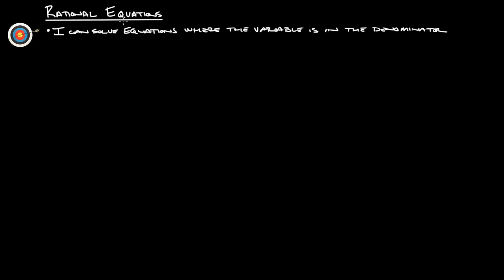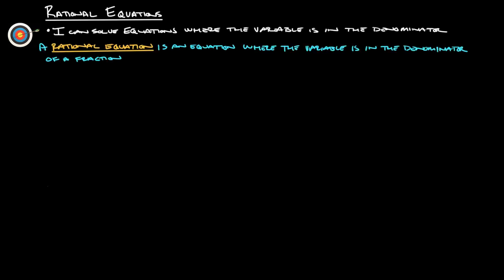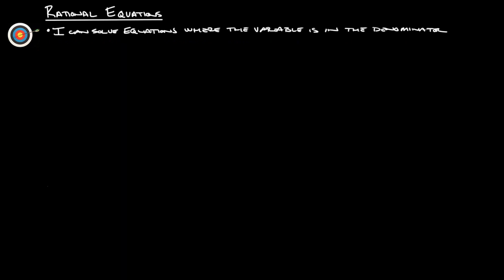I'm going to take you through the rational equations notes. At the end of this, you should be able to say, "I can solve equations where the variable is in the denominator." So first thing, a rational equation is simply an equation where the variable is in the denominator of a fraction. Just so you know, when they're talking about rational equations, that's what they mean.